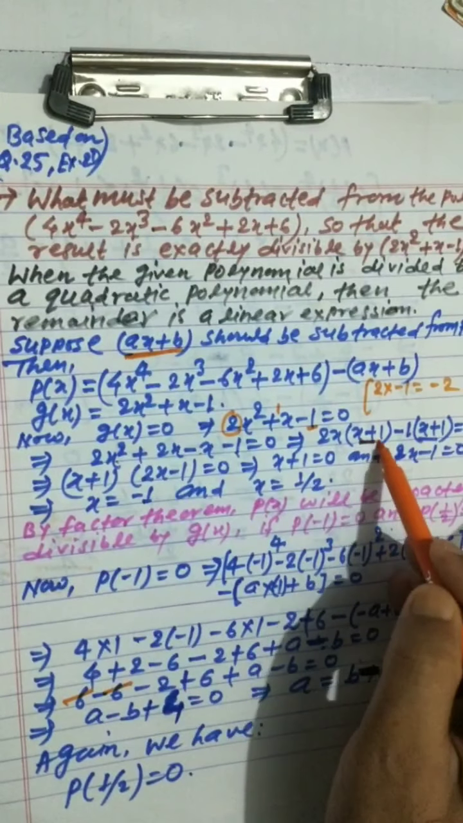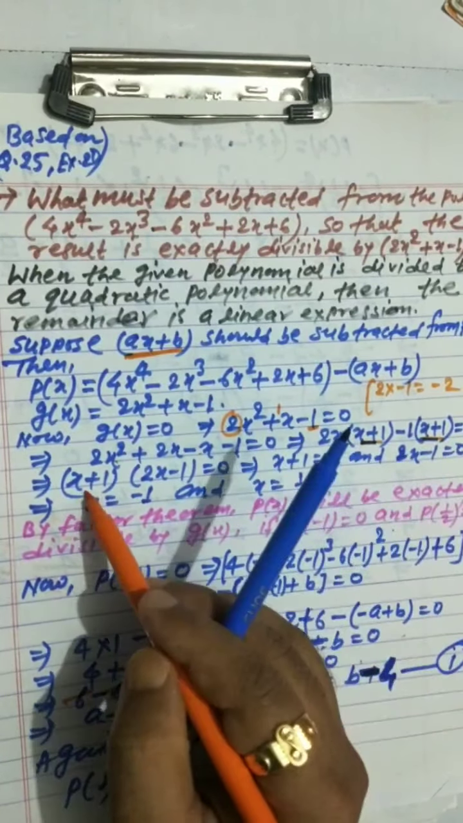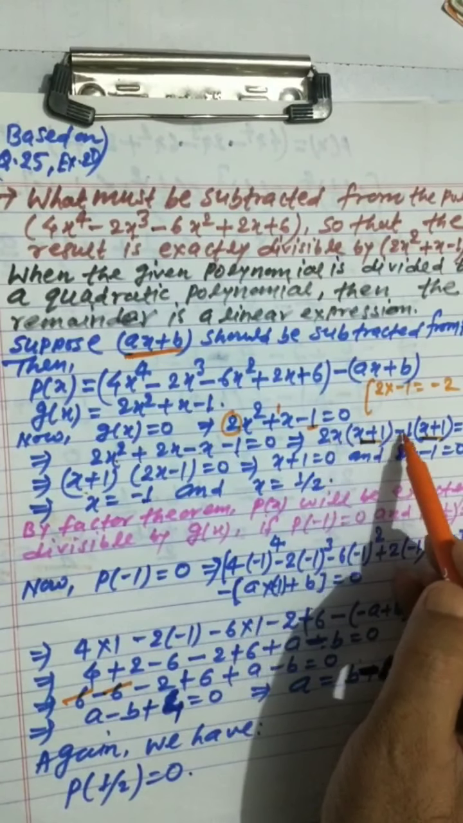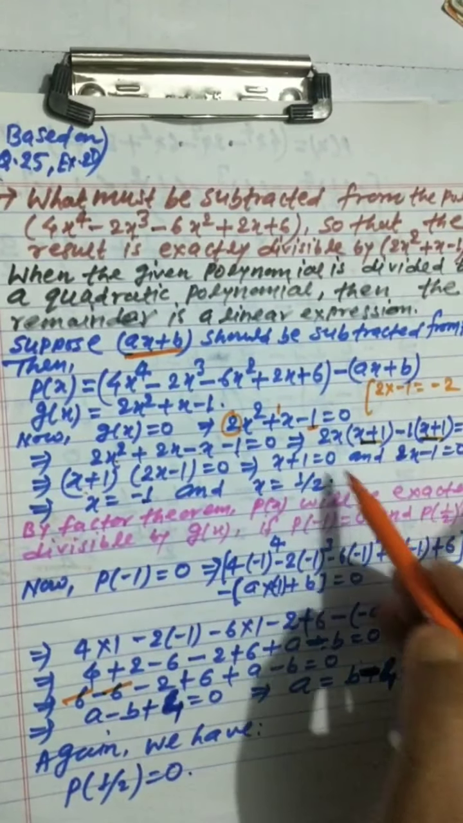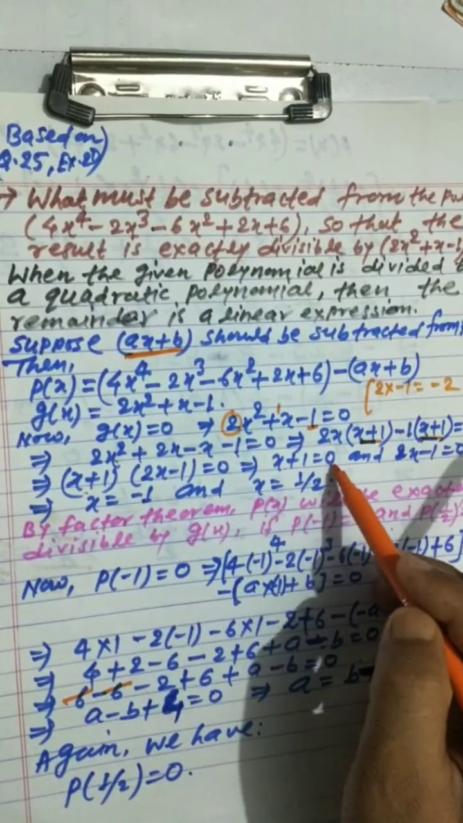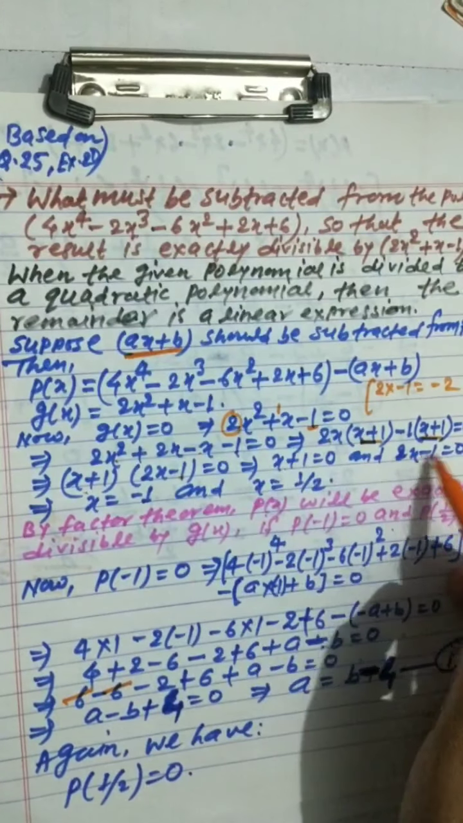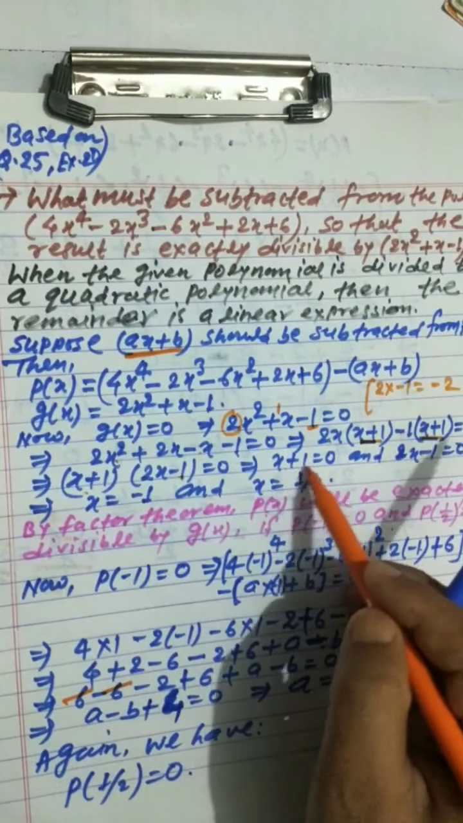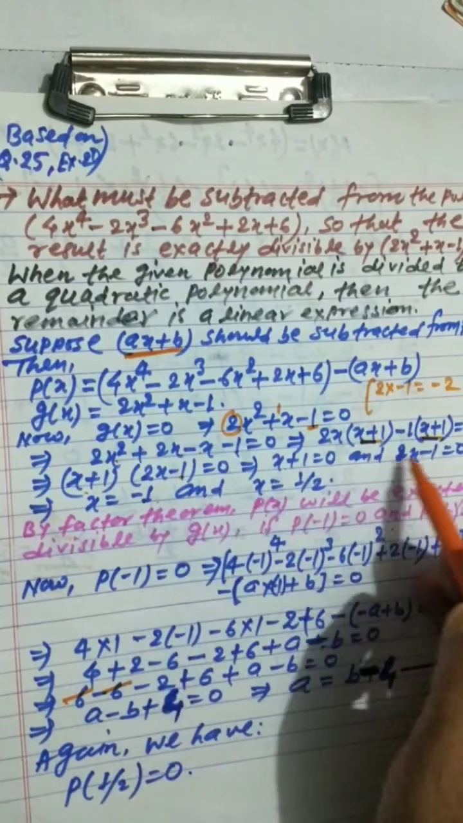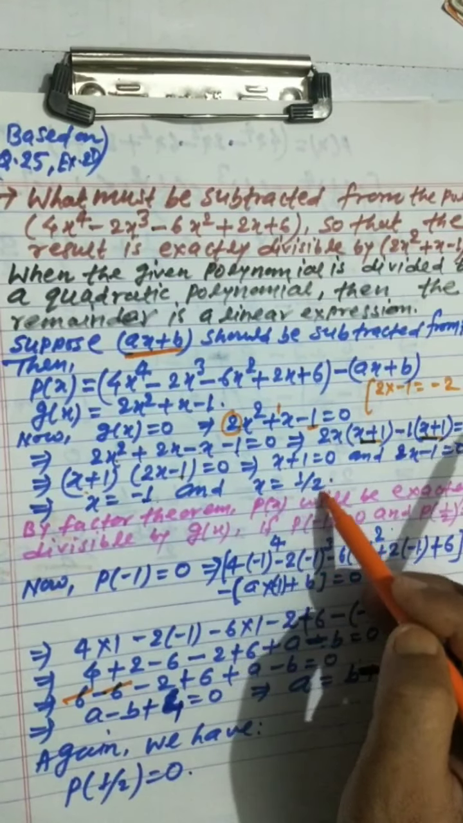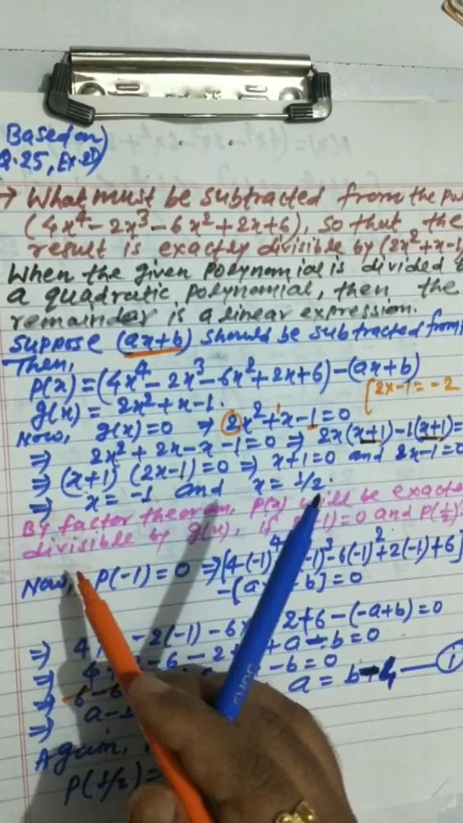Now x plus 1 is common, so taking x plus 1 common, what remains is 2x minus 1 is equal to 0. This implies that x plus 1 is equal to 0 and 2x minus 1 is equal to 0. From this we have got x is equal to -1, and from this we have got x is equal to 1/2. Now apply the factor theorem.